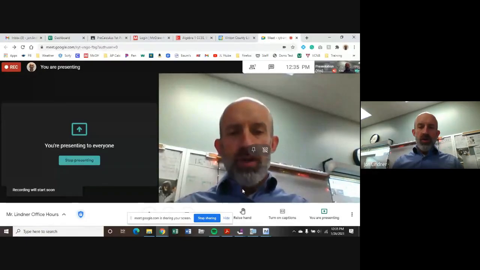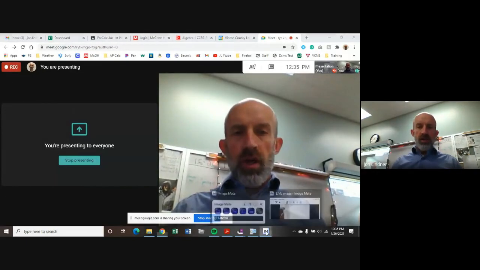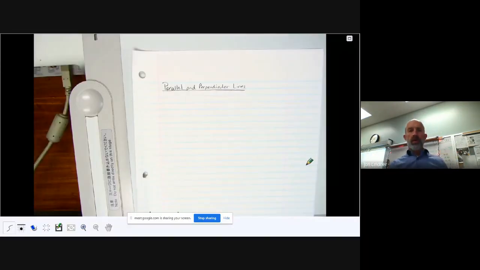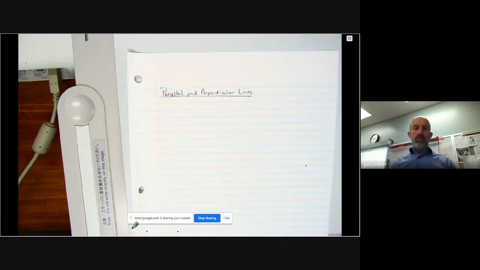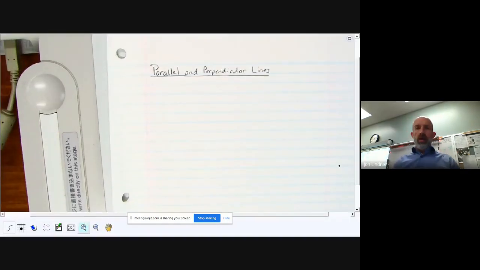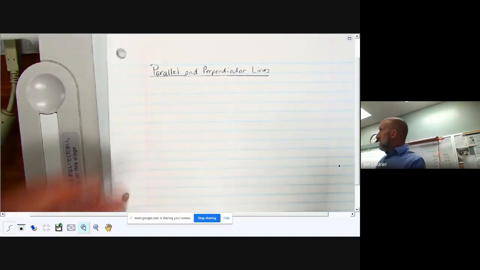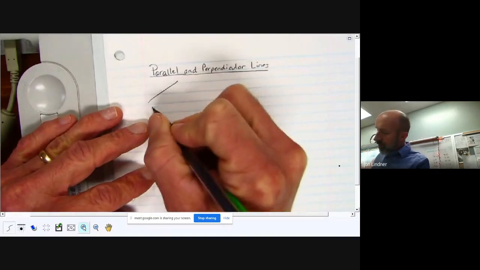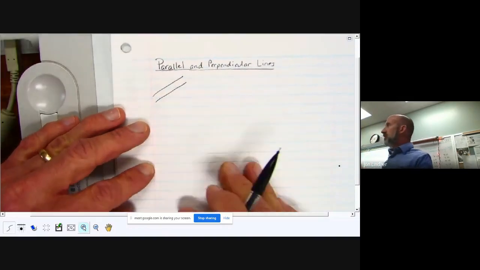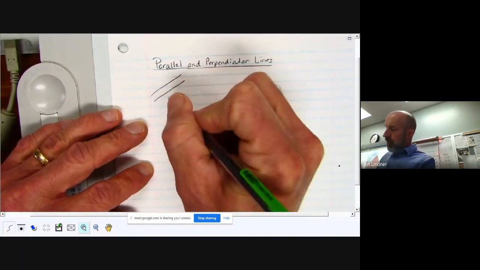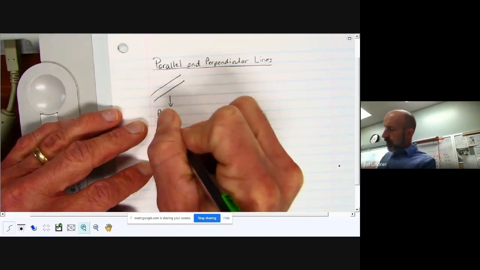Everybody, we're going to be working on parallel and perpendicular lines today, and it's not a real tough topic if we remember everything that we've learned about slope. And I just want to start with this idea of what are parallel lines? There's two parallel lines. And if I have two parallel lines, these are parallel lines.